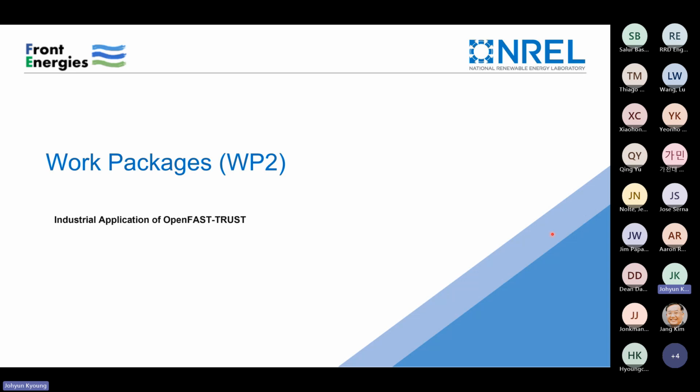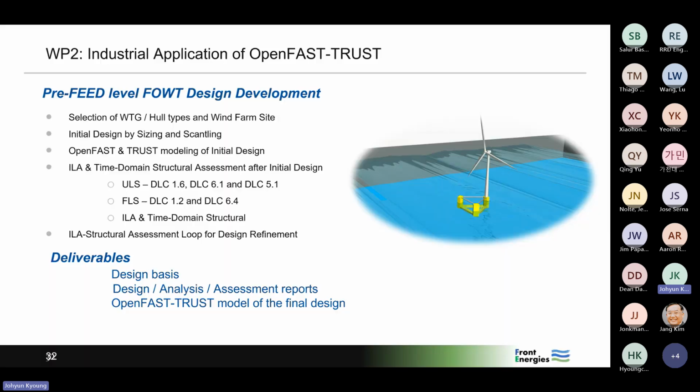This is an industrial application of OpenFAST and TRUST. This work package 2 targets pre-FEED level affordability design development. We selected a wind turbine and floater type and wind farm site from the participants, and we'll do the initial design by sizing and scheduling. For the initial design cases, we developed the OpenFAST and TRUST modeling, and we'll perform the ILA and time domain structural assessment at the initial design.